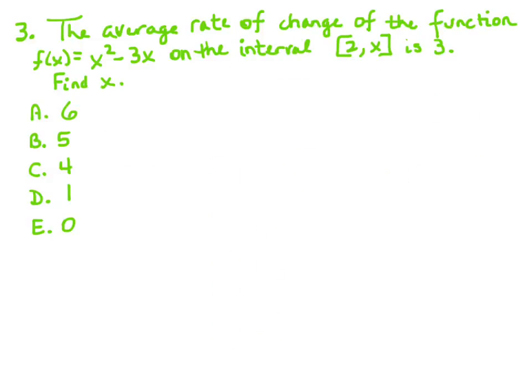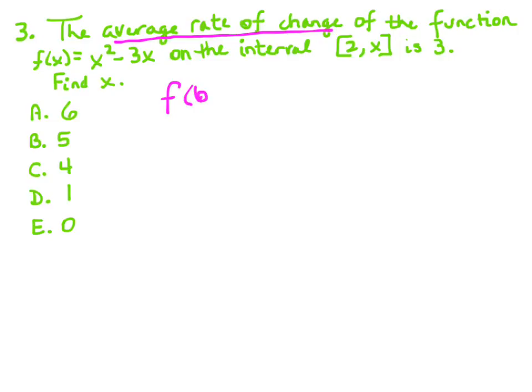Question number 3, it's asking us to find the average rate of change of a function f of x equal to x squared minus 3x on the interval starting at 2 and ending at x. And it tells us that this average rate of change is equal to 3 and asks us to solve for x. So this is where our flashcards come in handy, because you have a flashcard for average rate of change.